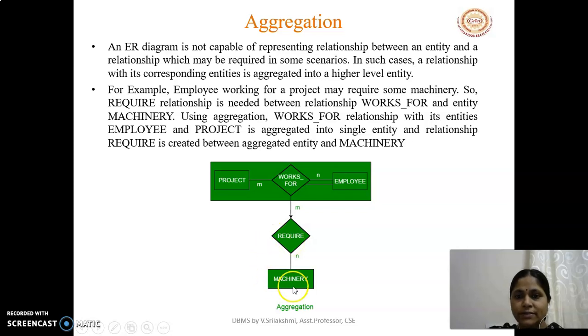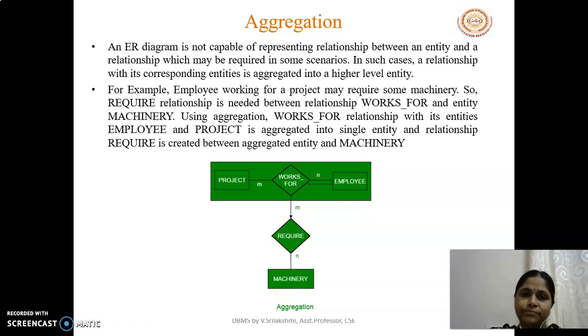Using aggregation, the works for relationship with its entities employee and project are aggregated into a single entity. So what we are doing here, the project and employee are combined into a single entity, and require is a relationship that is created between the aggregated entity and the machinery. So what is the aggregated entity here? The project and employee combination entity is called the aggregated entity, and machinery is an entity, and require is a relationship between this aggregated entity and the machinery entity.